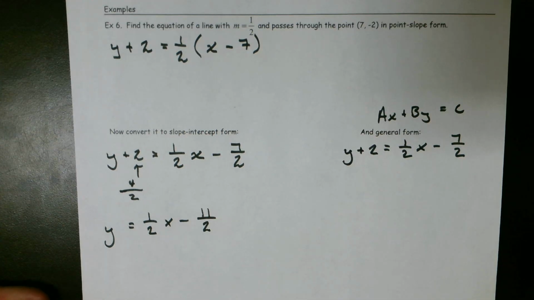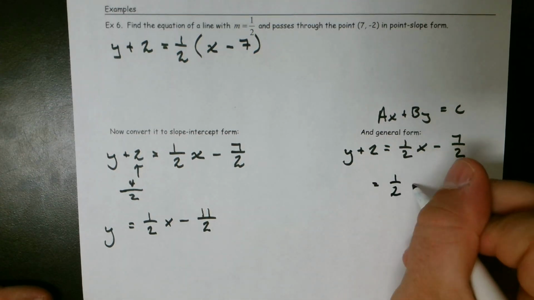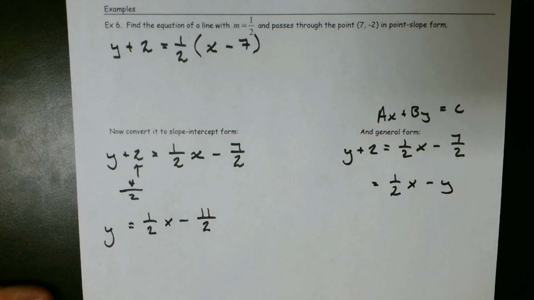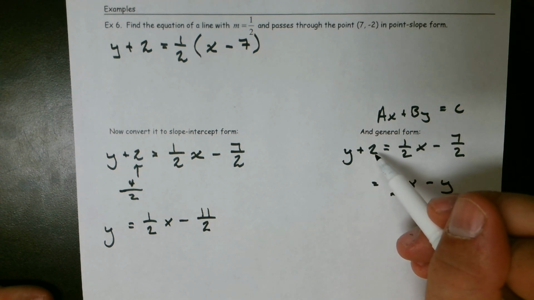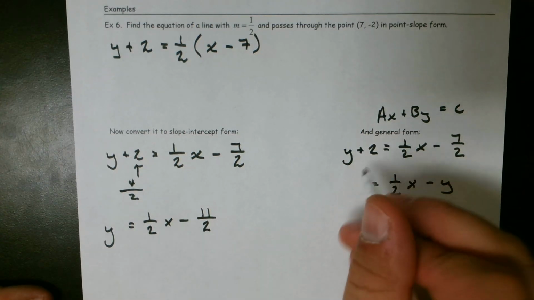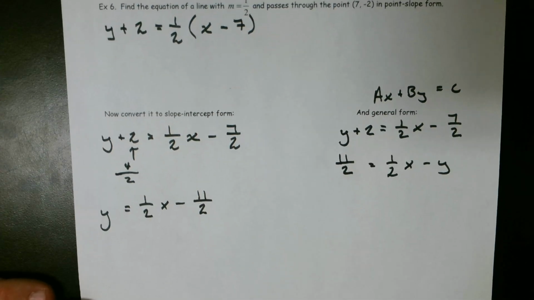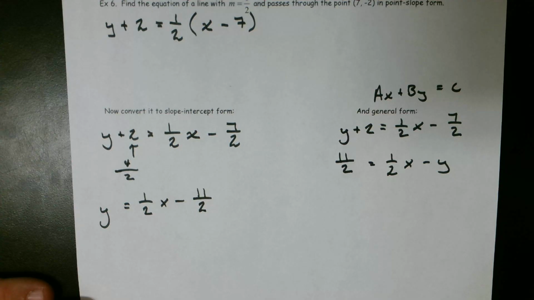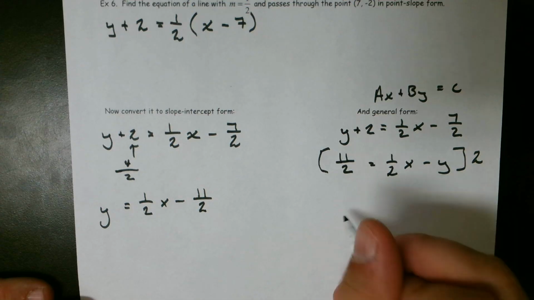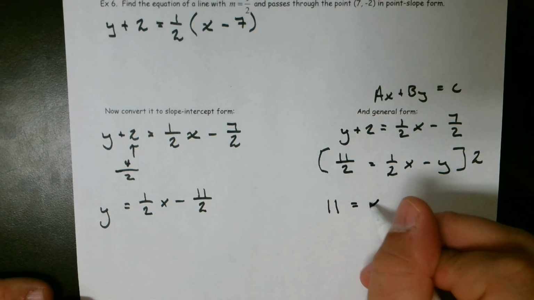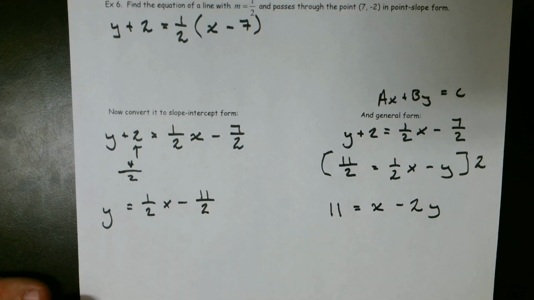Next, I'm going to get my x's and y's on the same side. So I'm just going to subtract my y over. I got 1/2 x minus y. I'm going to add my 7 halves over here to this left side, which we know is 4/2. We just talked about it over here. And 7/2 plus 4/2 is 11/2. And typically with general form, we don't use fractions. So I'm going to multiply everything by 2. Okay, so 11 is equal to x minus 2y. And there's your general form equation.